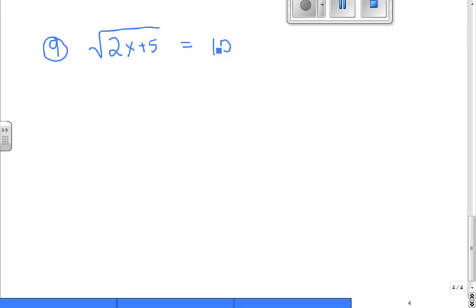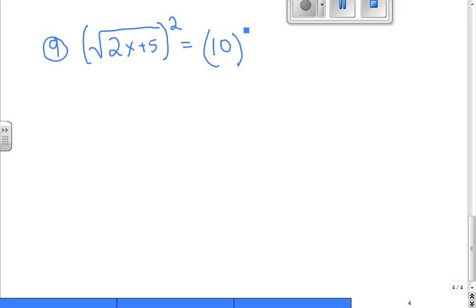Okay, problem number 9 from the homework states the square root of 2x plus 5 is equal to 10. Now, we want to solve this. We know that we have to get rid of this square root. And to get rid of it, we have to undo it. Well, just like we undo multiplication with division and addition with subtraction, we undo a square root with a square.